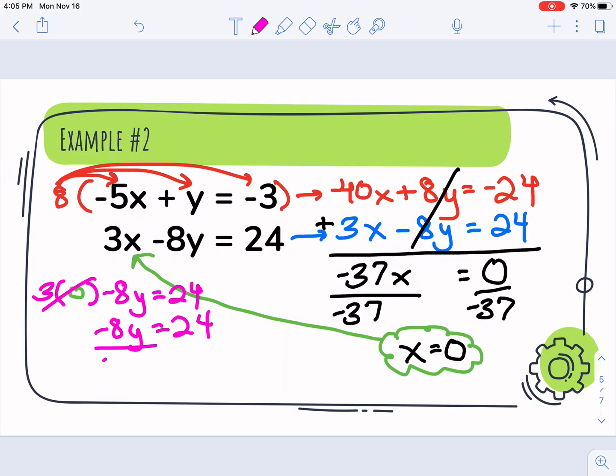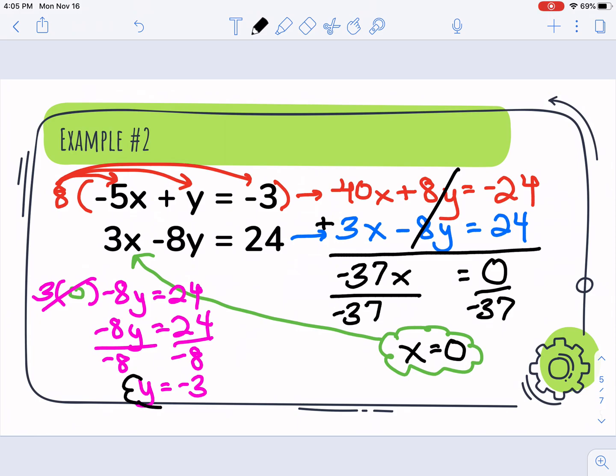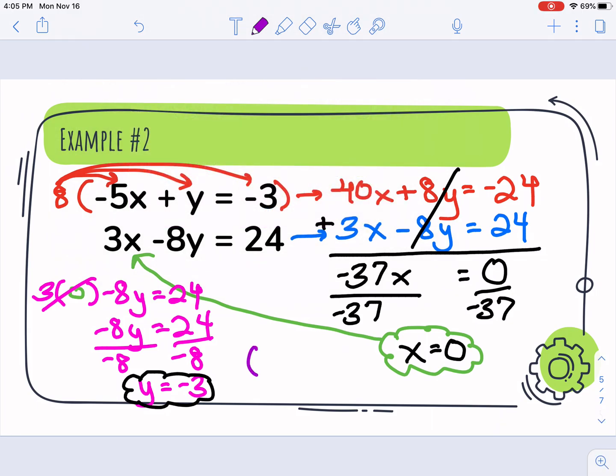If we solve for y, we get y equals negative 3. So the solution to this system is (0, negative 3). That's where our graphs intersect.